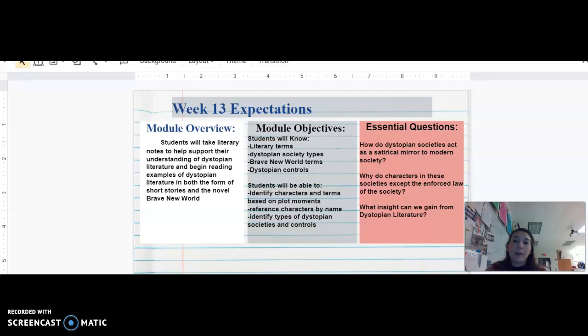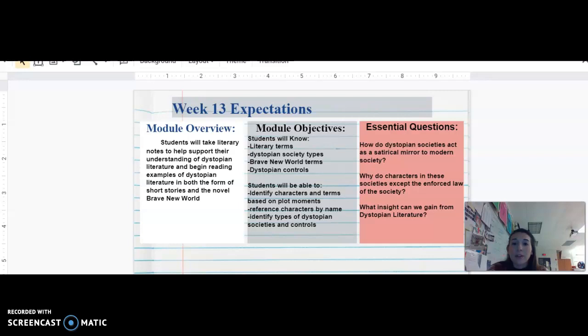We're here to talk about the agenda for week 13 and your expectations. So we are going to continue learning about dystopian literature through the use of short stories, the novel Brave New World, and other nonfiction content.